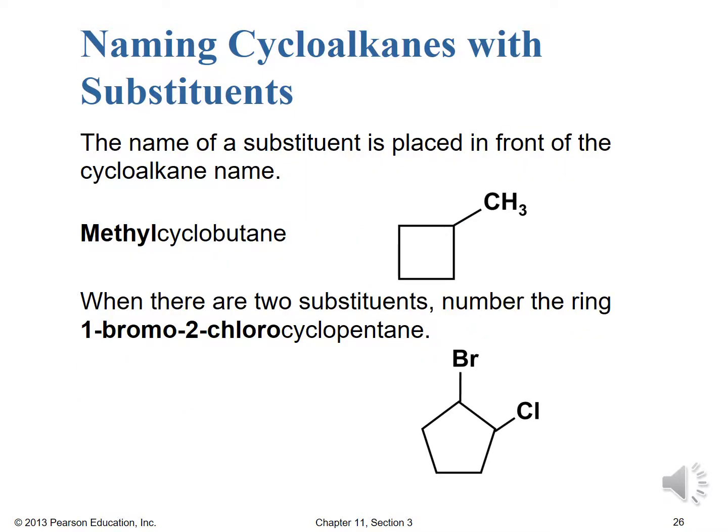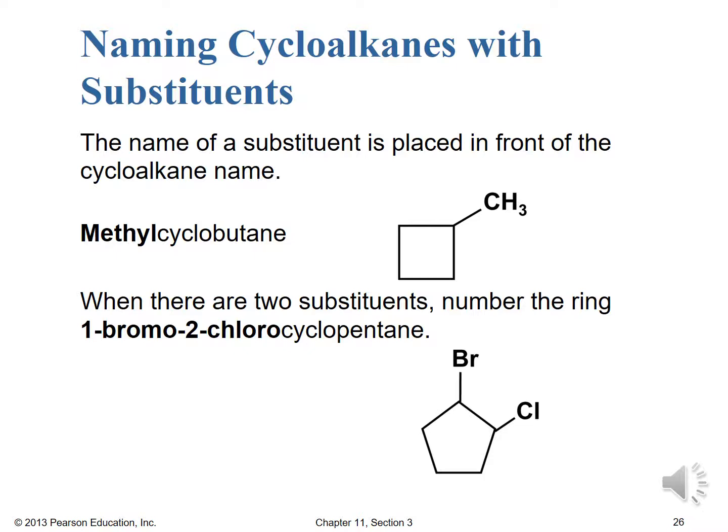All right, so let's take a look at this. So we've got the name of the substituent placed in front of the cycloalkane name. So in the first case, we have a methyl cyclobutane, right? It's a methyl group, and it's attached to a cyclobutane. It doesn't matter which carbon number that is, because any carbon that we attach that to, we could rotate the structure to look the same.